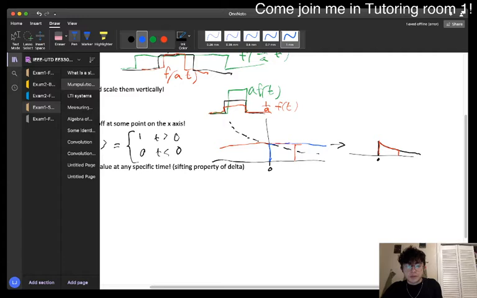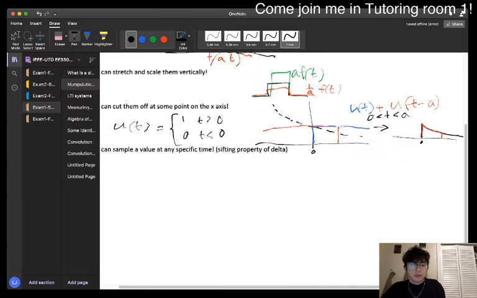So this would be like u(t) plus u(a minus t), or something. Shift it to the, wait, no, we want to shift it to the right. Right, yeah. So this would specify the behavior that's in this region from t equals 0 to t equals a.